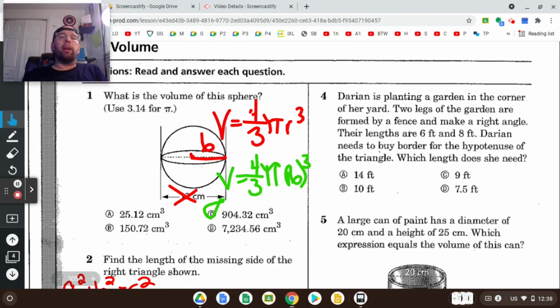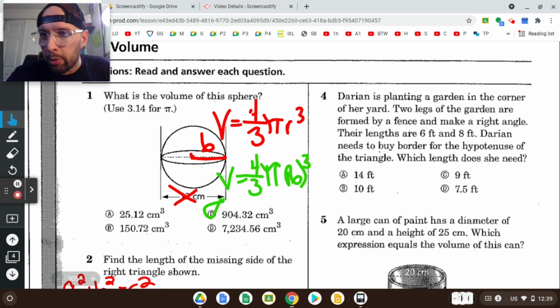Dorian is planting a garden in the corner of her yard. Two legs of the garden are formed by a fence and make a right angle. Their lengths are 6 and 8. Dorian needs to buy a border for the hypotenuse of the triangle. What length does she need?